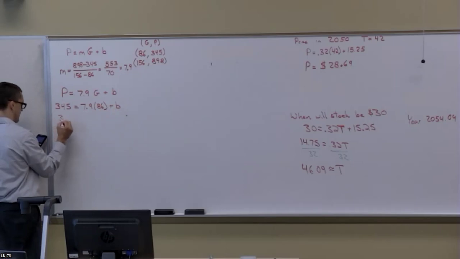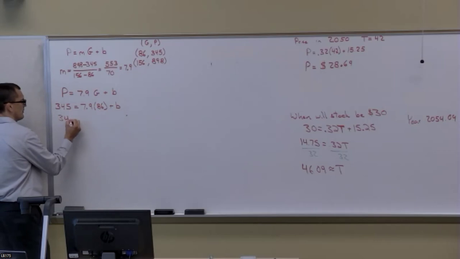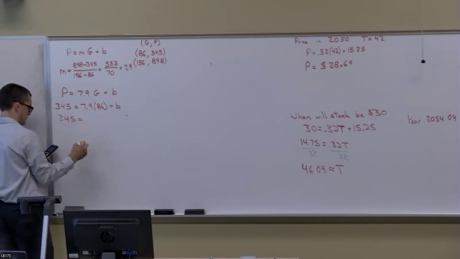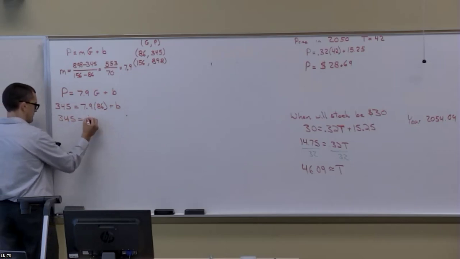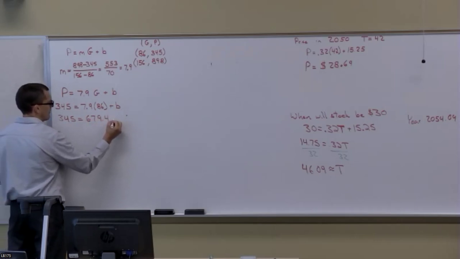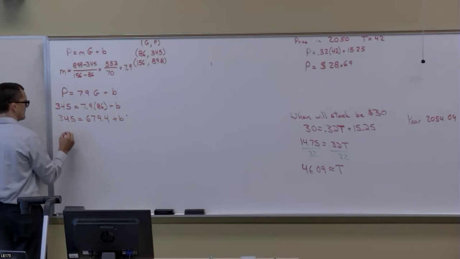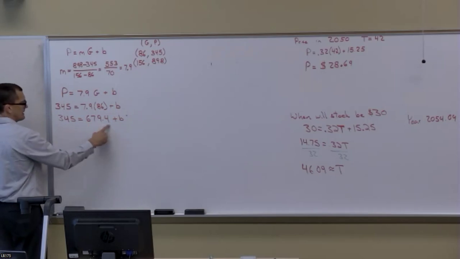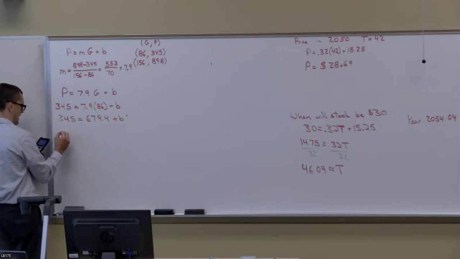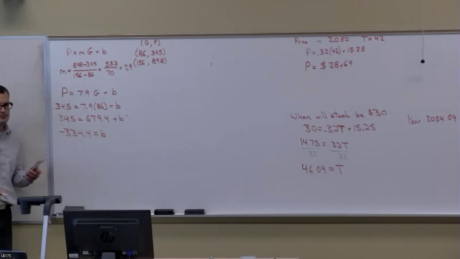so we get 345 is equal to, this becomes 679.4 plus B. And when I subtract 679.4 from both sides, I get a negative 334.4 as the value of B.